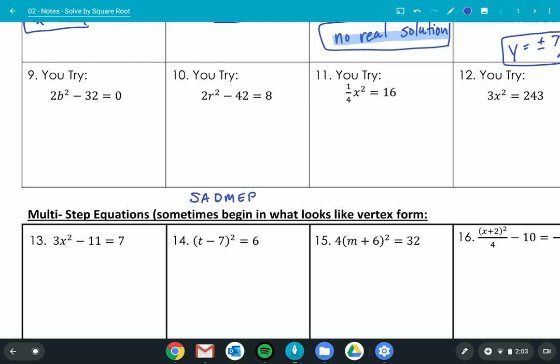So is there anything that I can subtract or add away? Yes, I can add 11 to both sides. So I'm going to take care of that first. Now I have 3x squared equals 18.